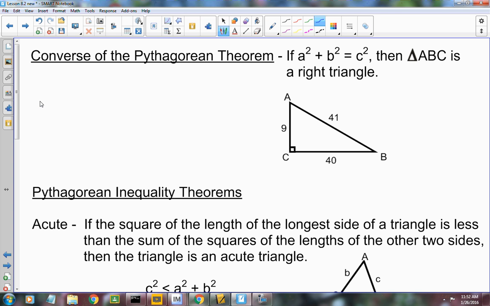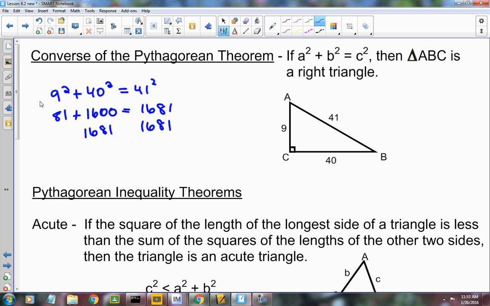Then you check the Pythagorean theorem. And so you could do 9 squared plus 40 squared equals 41 squared. And so you get 81 plus 1600 equals 1681. And so you get 1681 and 1681. Is that true? Yes. So the answer would be yes. Triangle ABC is right.